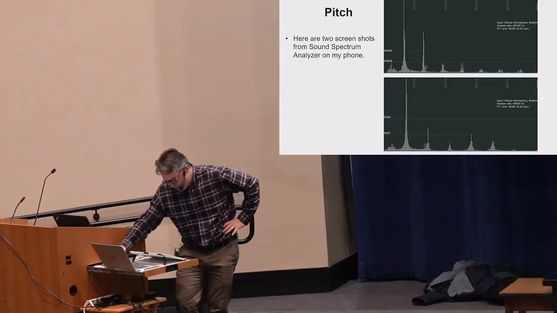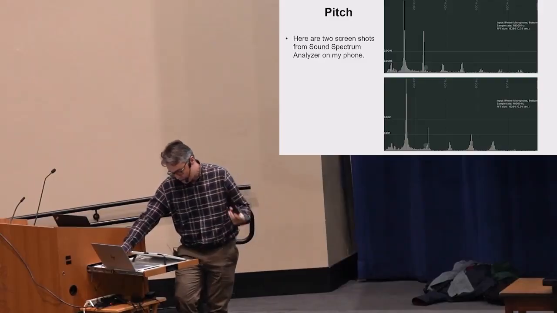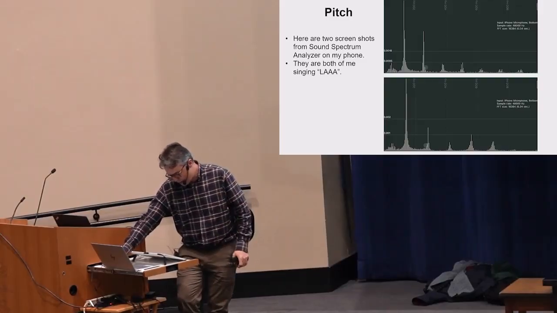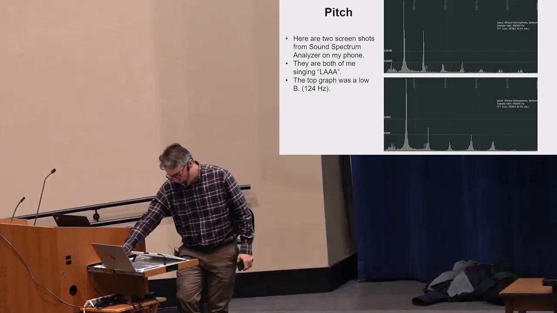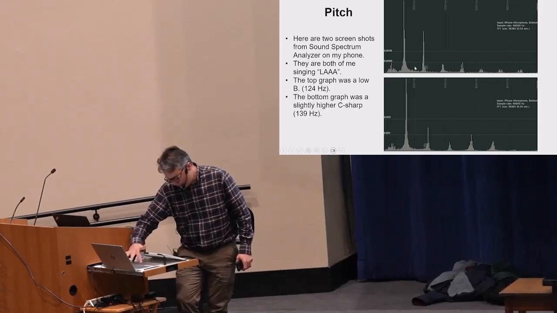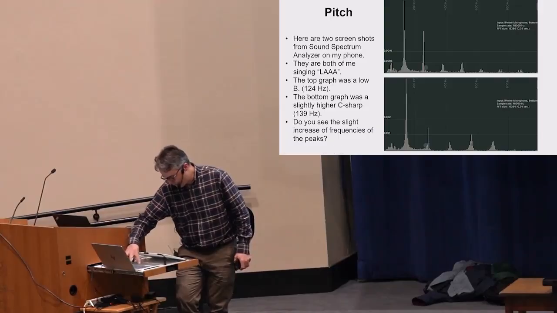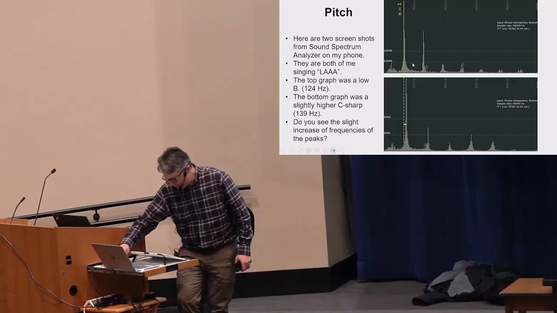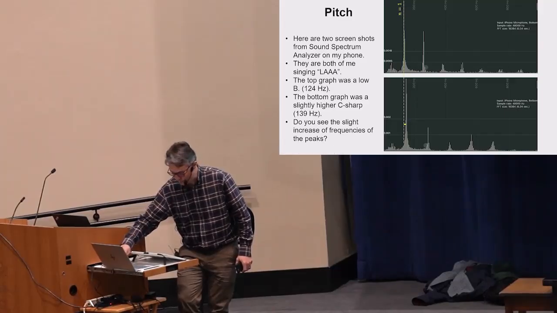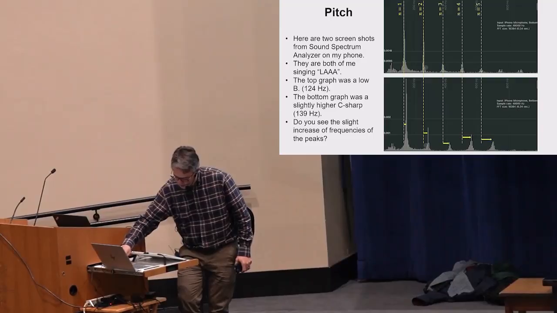Got a couple little demos, but yeah, here are 2 screenshots. I have an app on my phone called Sound Spectrum Analyzer, which was a nice free app, and this was me singing La twice. I tried to sing a low B in this top graph, and then I tried to sing a C sharp a little higher. And so what you notice is that it looks kind of similar. You got these peaks, but that's the n equals 1. That's the fundamental frequency. There's the second harmonic, third harmonic, fourth harmonic, fifth harmonic.